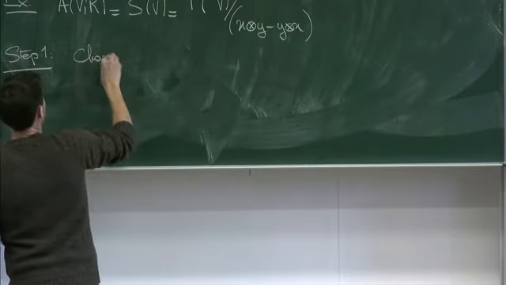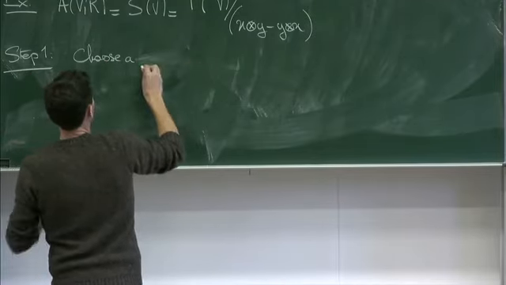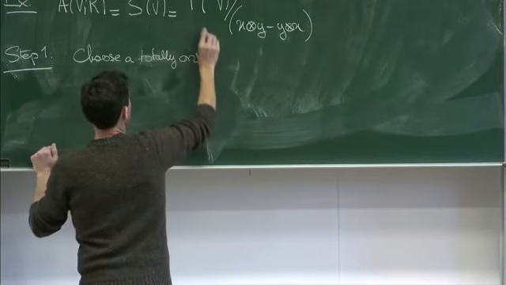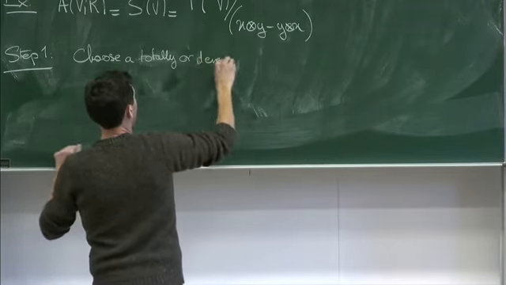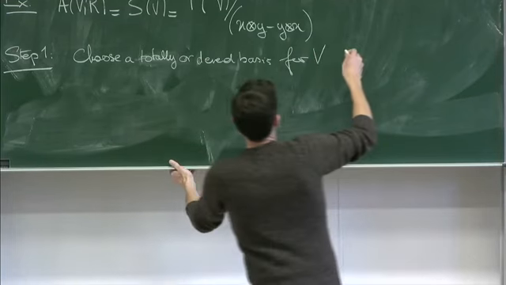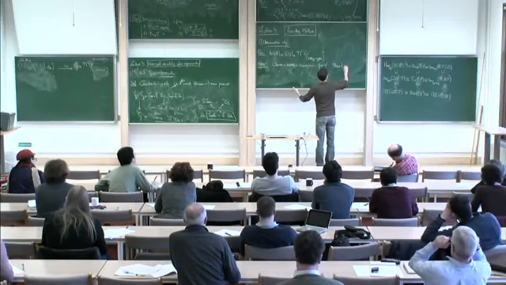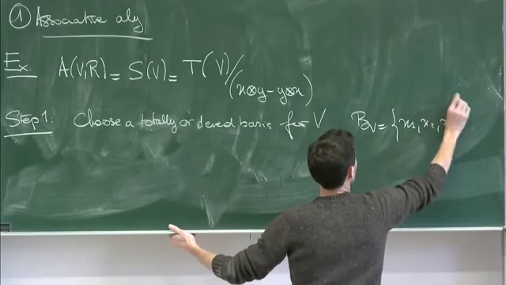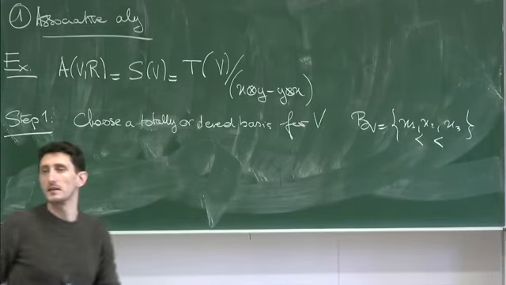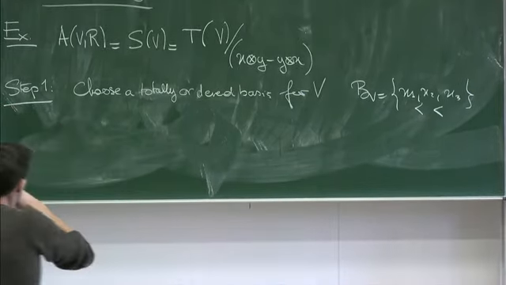Choose a basis. Oh, sorry, a totally ordered basis for V. Well, let's say that here, in my example, V has dimension 3, okay? And of course I choose that x1 is less than x2 is less than x3. I don't want to be confusing. Okay, so step 1 is that.